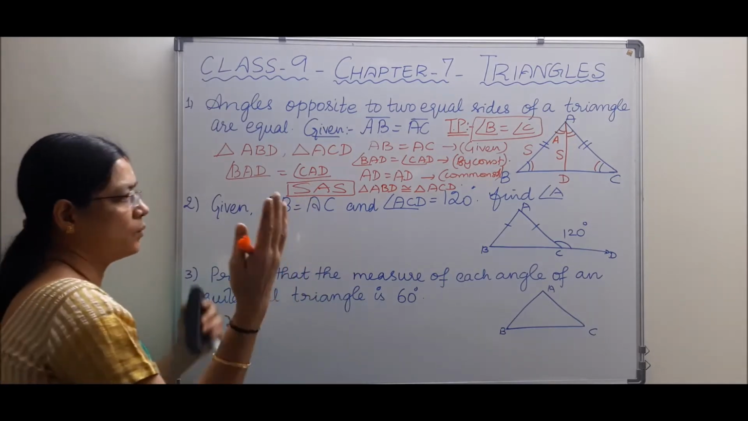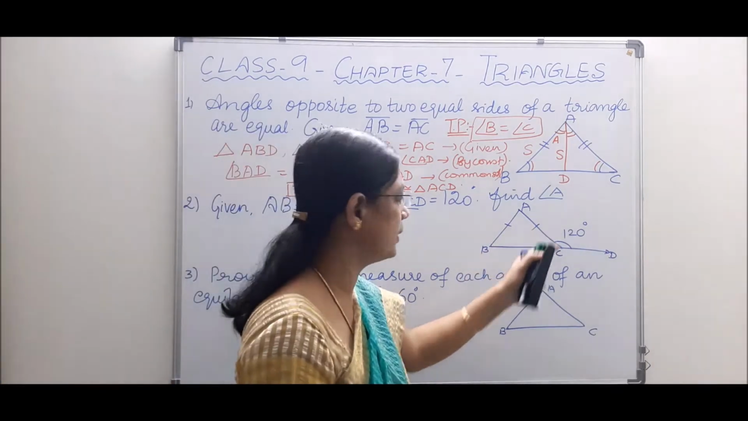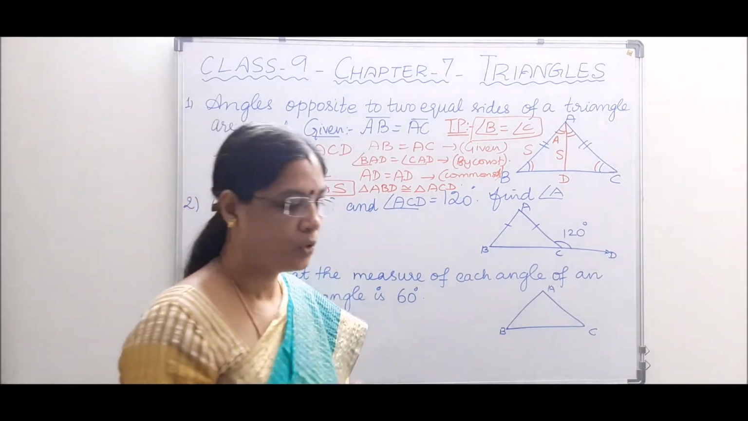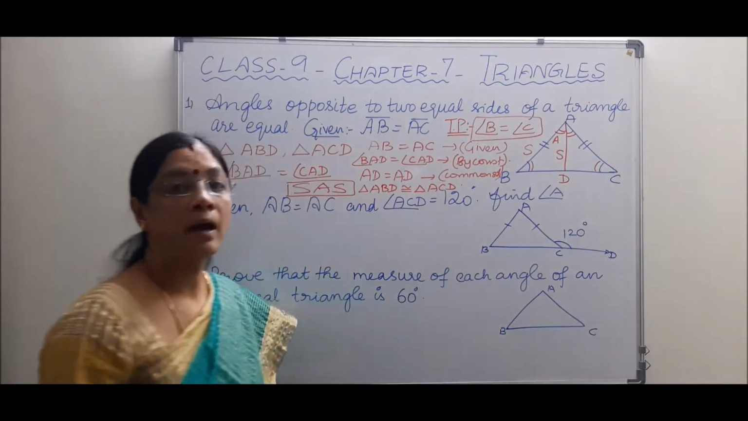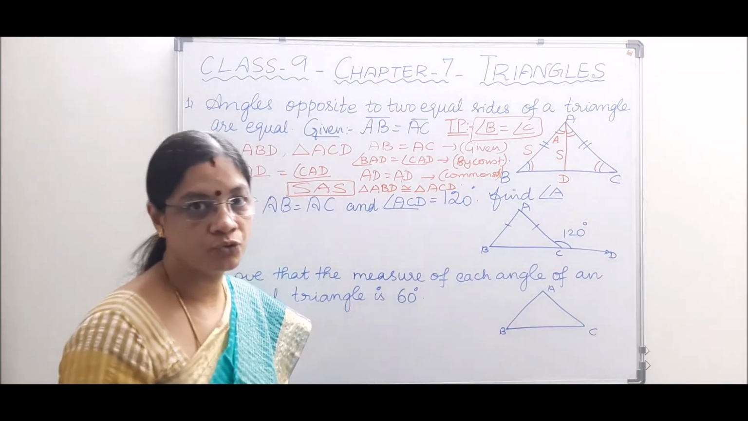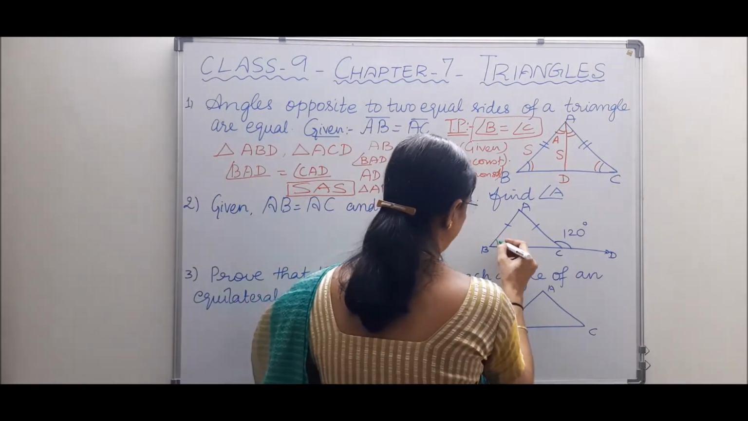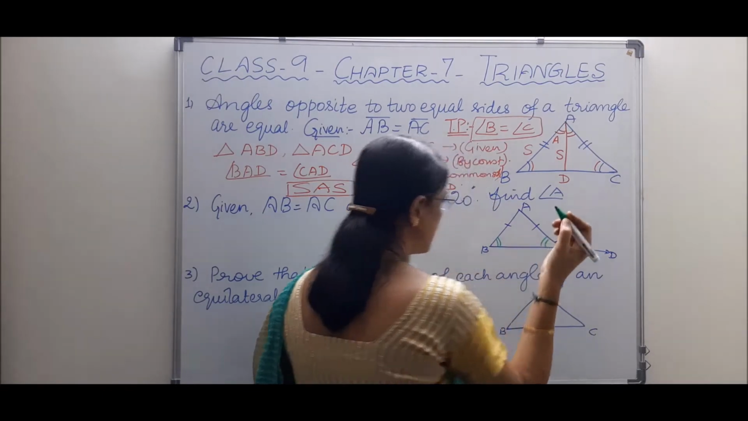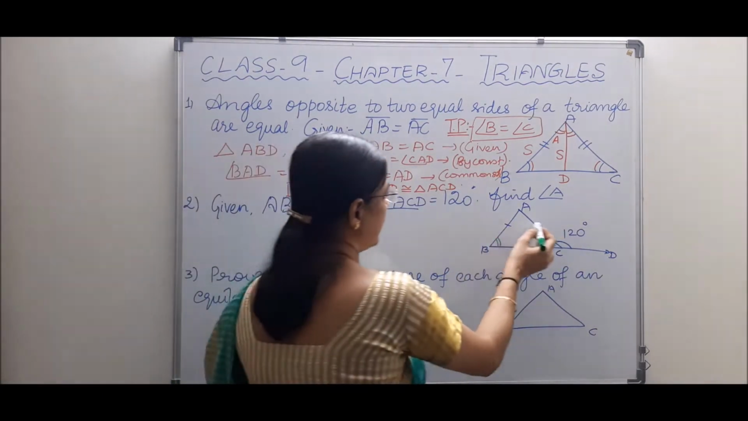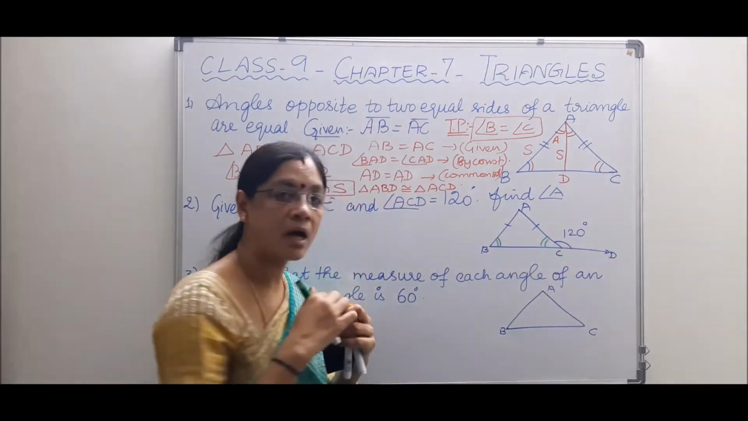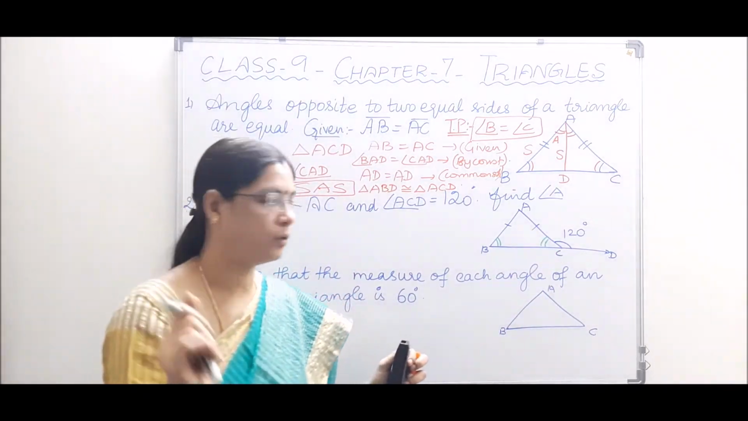Given AB is equal to AC. So here you are given two equal sides. So immediately what I need to do is mark the angles opposite to those two equal sides, which are equal. So these two angles are equal, right? Yes. So these two sides are equal, so these two angles are equal. So that we know.